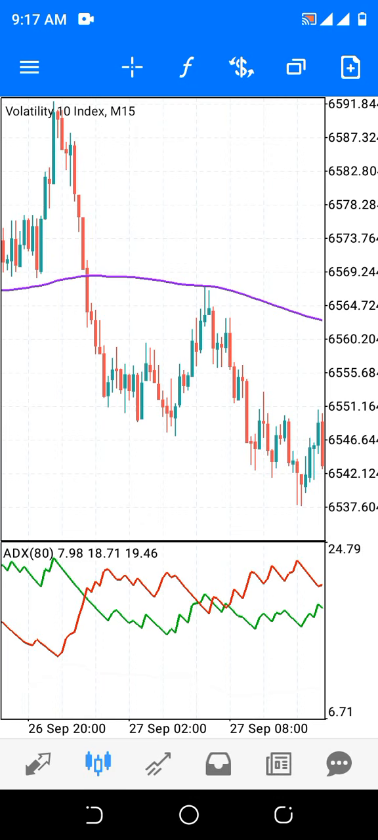Welcome guys, this is how you can use ADX indicator and moving average alone to trade the Volatility 10 Index profitably. The time frame is the 15 minutes time frame.